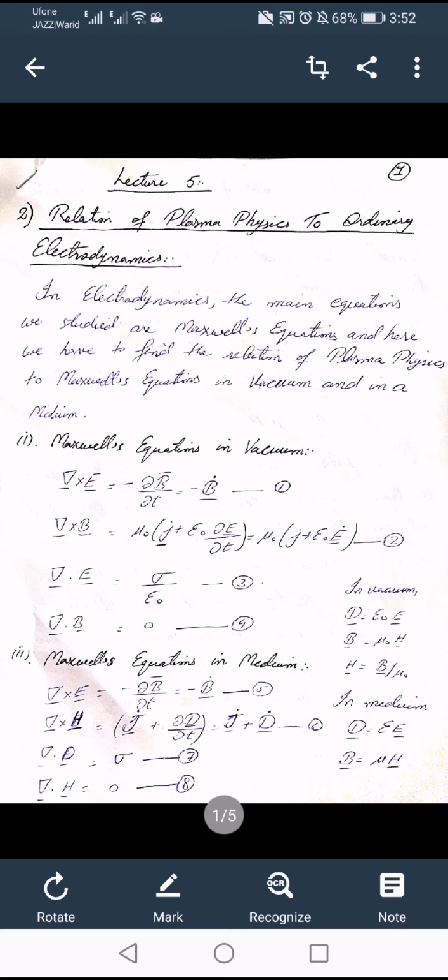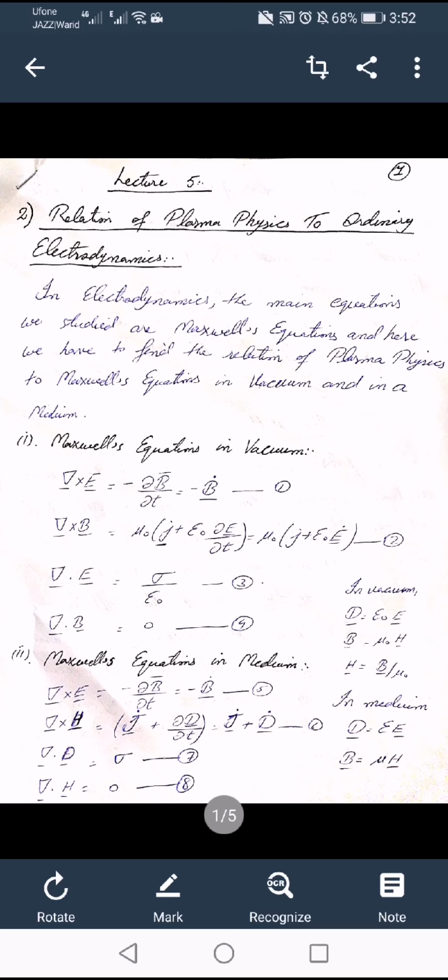You know that we started a new chapter, that is plasma as fluids, and in this chapter we already discussed two topics. We already discussed the topic fluid equation of motion, and in fluid equation of motion we discussed the convective derivative, the temperature effects on the fluid equation. We found the equation of continuity, equation of state, and now we have to find the relation of plasma physics to ordinary electrodynamics.